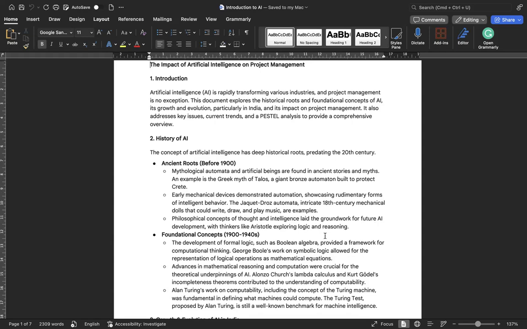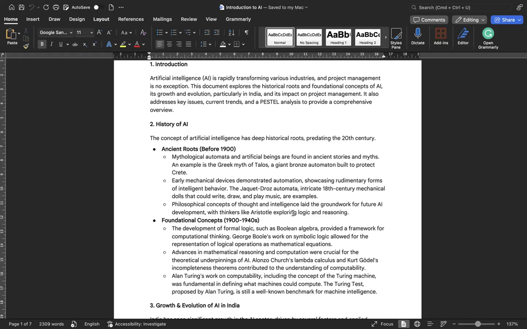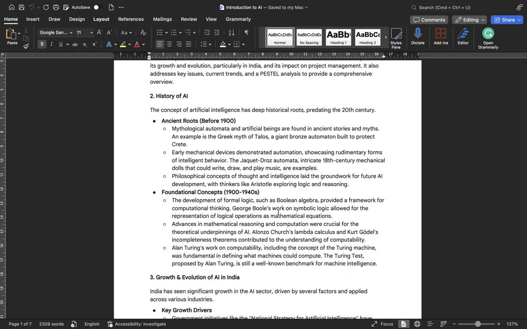This is kind of a history of where it started initially. Then, the foundational concepts were established in the 1900s to 1940s. How artificial intelligence improved was through the development of formal logic, such as Boolean algebra. Boolean algebra provided a framework for computational thinking. For example, George Boole's work on symbolic logic allowed for the representation of logical operations as mathematical equations.